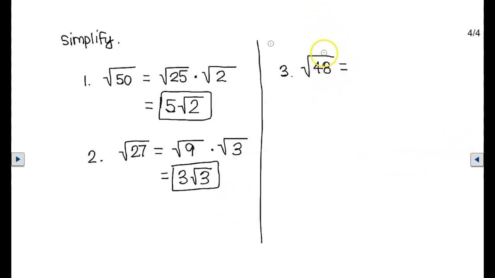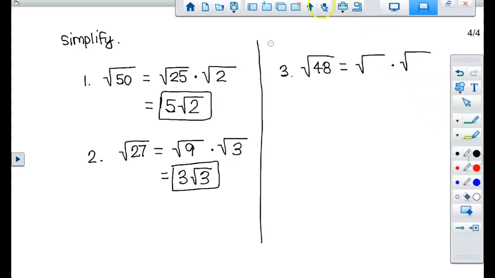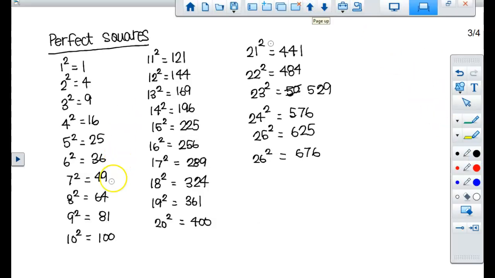What number times itself is 48? There is no whole number that will do that. So we're going to do the same thing. We're going to split it into two square roots. So 48 would fall right here between 36 and 49. So I need to see which one of these numbers above that 49 is a factor of 48. And I want to use the biggest one.